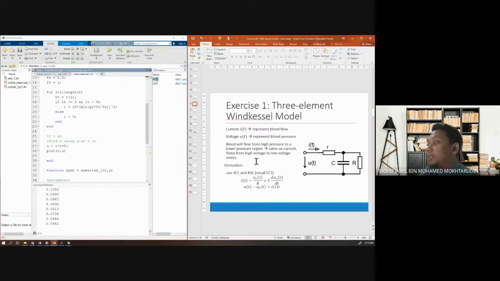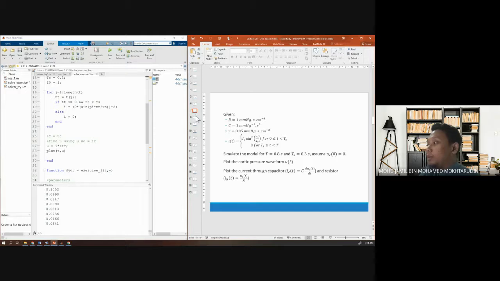Okay, but actually we can plot this for many heartbeats, but I don't show it here because it will make your brains jam, too lazy.